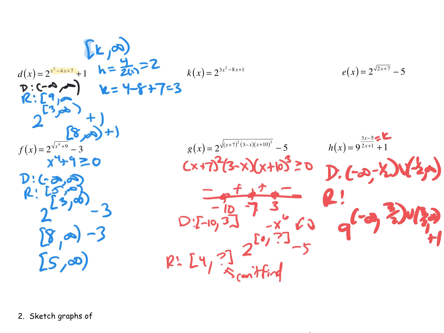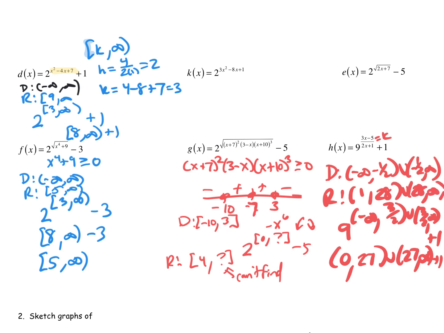Then I've got this plus 1. 9 to negative infinity is really close to 0. 9 to the 3/2 means the square root of 9, which is 3, and 3 cubed would be 27. Union 27, 9 to the infinity is infinity, and then you've got the plus 1. So our range here, adding 1 to everything, would be 1 to 28, union 28 to infinity. So that's a little bit of domain and range for you, incorporating the exponential piece, but with all the other parts we've done this year.